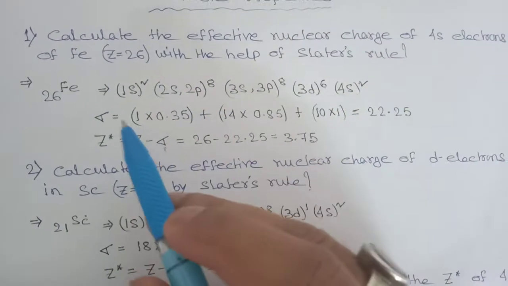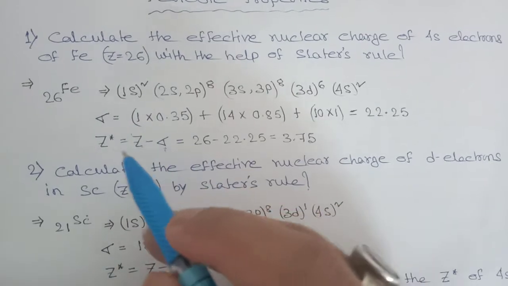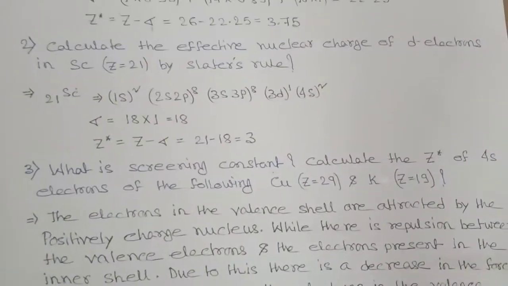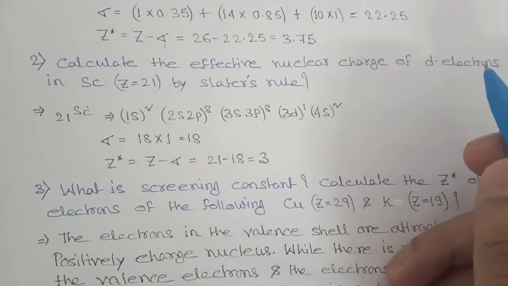So in this way you can calculate sigma. If you are calculating sigma, then you can easily find out effective nuclear charge. Let's see another example. Now we have to calculate effective nuclear charge for d electrons.